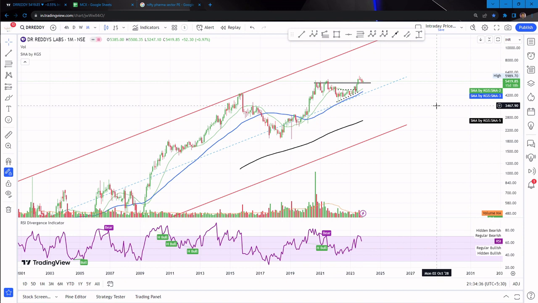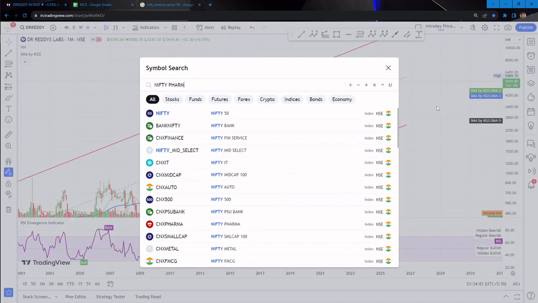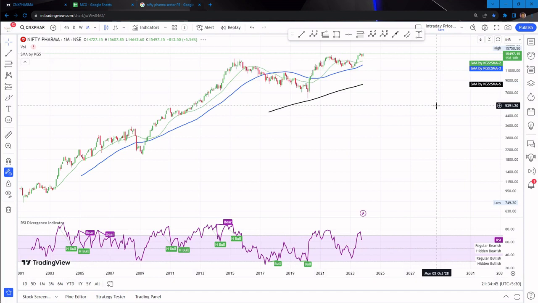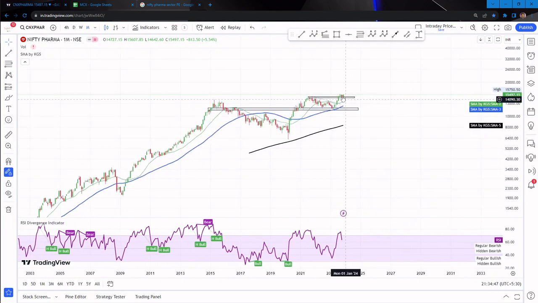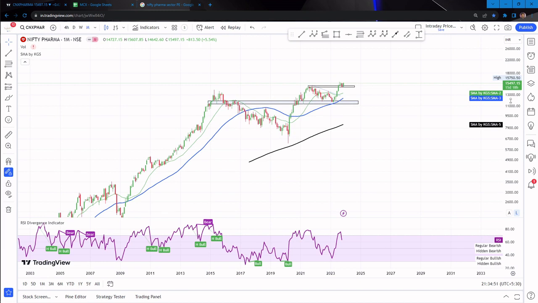And at that time, we have to again check what the PE ratio is for Nifty Pharma and what the sector performance is. Even the Nifty Pharma chart is good, trying to go upside only. So considering all these factors, I'm expecting Dr. Reddy to do well. Or if you guys prefer, Pharmabees also. It's up to you guys to decide which one to take.